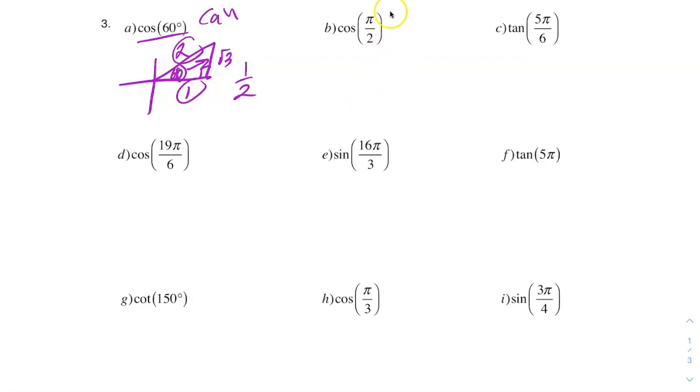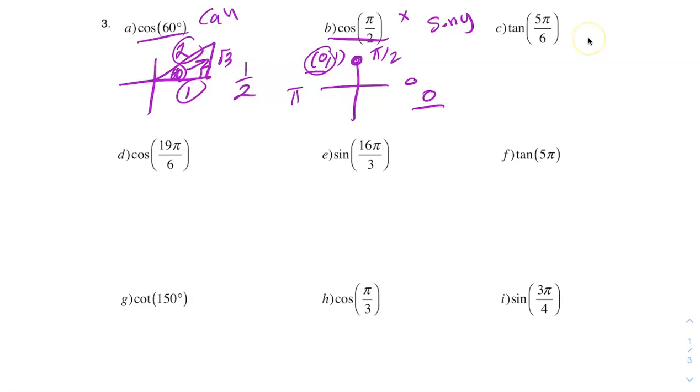Cosine of pi over 2. So here's 0, here's pi. So this is pi over 2 right here. And then it's a point, so you have to know it. So that is 0, 1, because you went up. And then it's cosine x or y? Sine is y, so cosine is x. So the x value. So this is just 0.